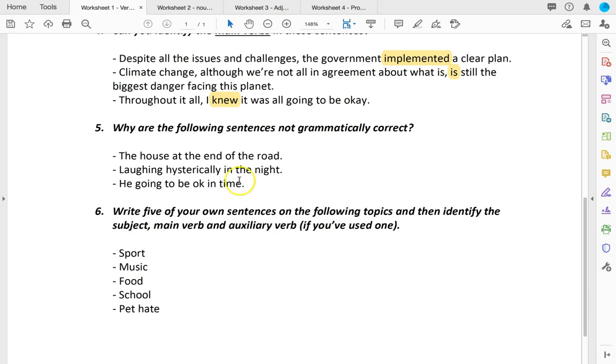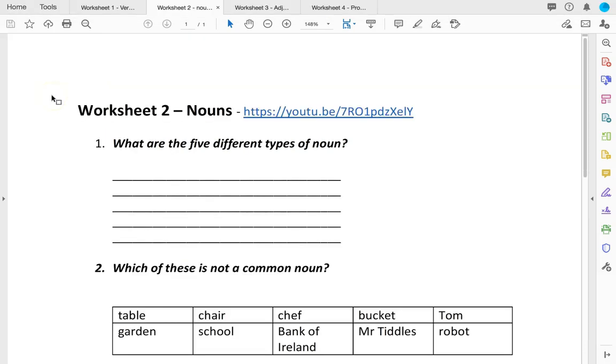Okay, let's look at worksheet number 2, nouns. Okay, question 1, what are the 5 different types of noun? Well, that is common, proper, possessive, collective and abstract, in any order.